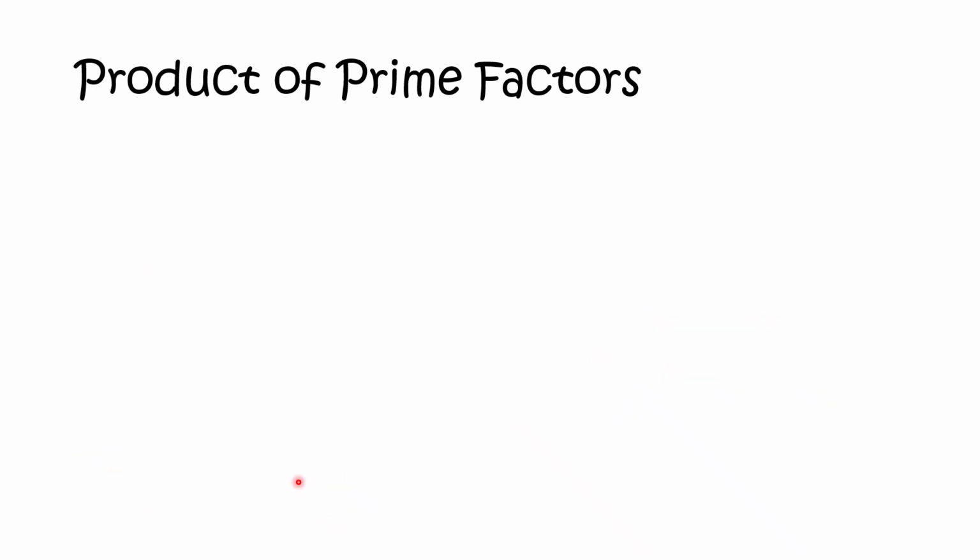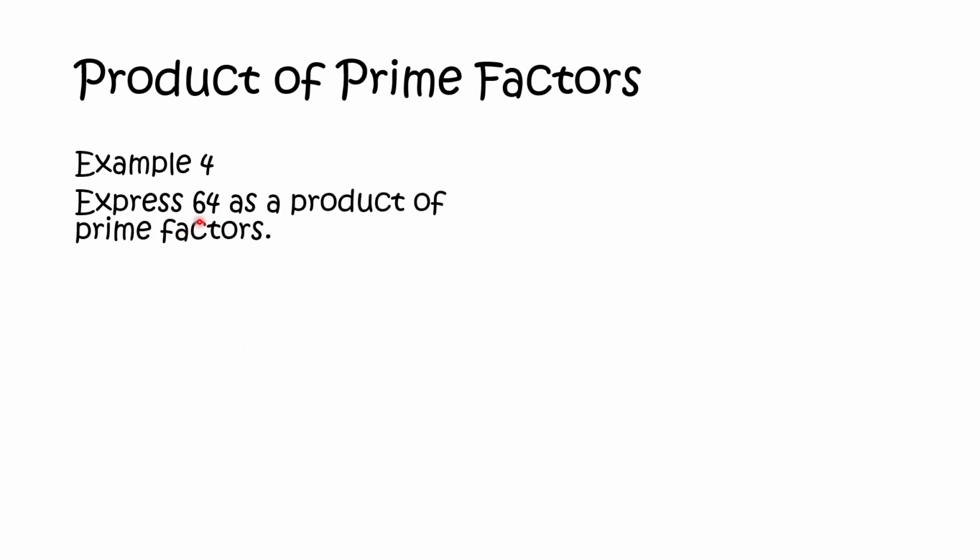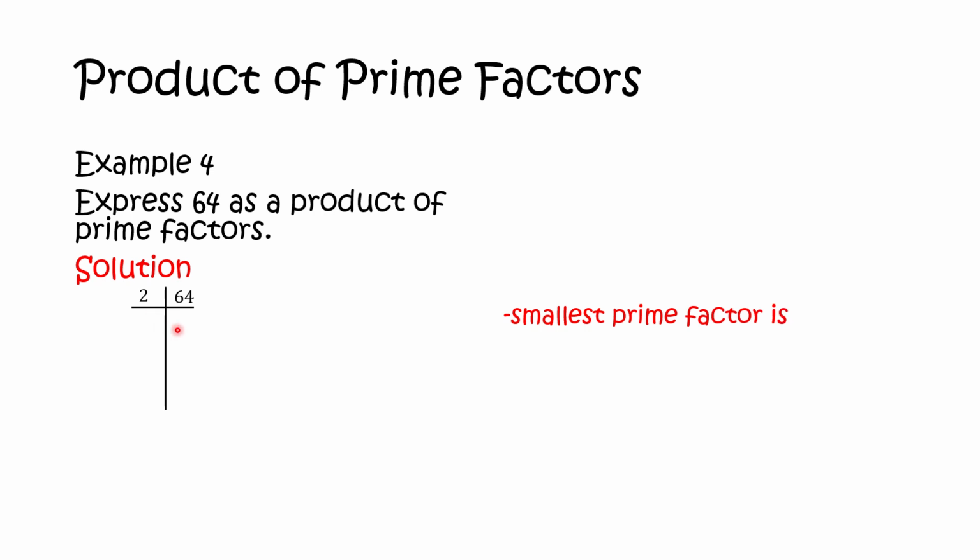Right. Moving on. We have example 4. With example 4, we have the question, express 64 as a product of prime factors. So we start by dividing that 64. The smallest prime factor that we get here is a 2. So dividing that by 2, we get 32. The smallest prime factor we still have is the 2. So we divide 32 by 2, we get 16.